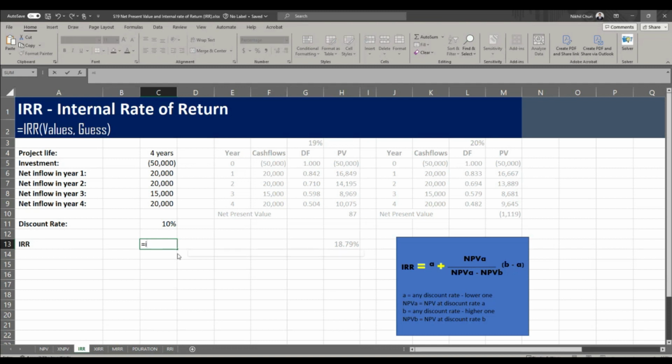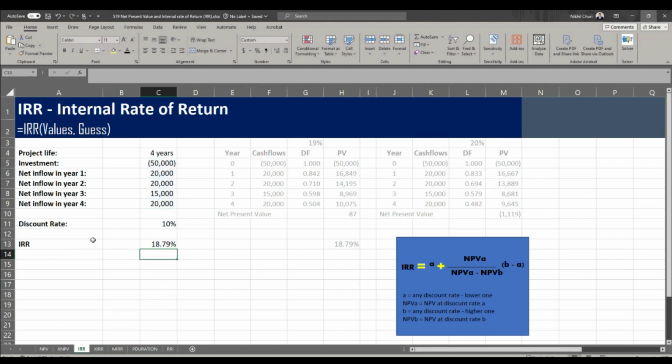Let's get started. Equals to IRR, tab. It starts a formula, and all I'm going to do is select all of these values. And I will repeat again, Excel assumes this is all in sequential years, starting from year 0, that is the money you put in, followed by year 1, 2, 3, and 4 in this case. So I'm closing the bracket. Guess, I'm ignoring it.